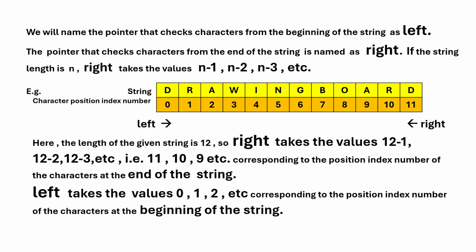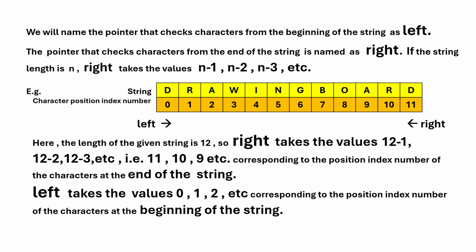We will name the pointer that checks characters from the beginning of the string as left. The pointer that checks characters from the end of the string is named as right. If the string length is n, right takes the values n minus 1, n minus 2, n minus 3, etc.